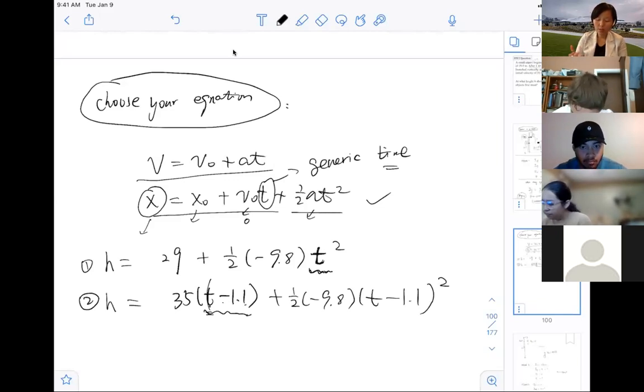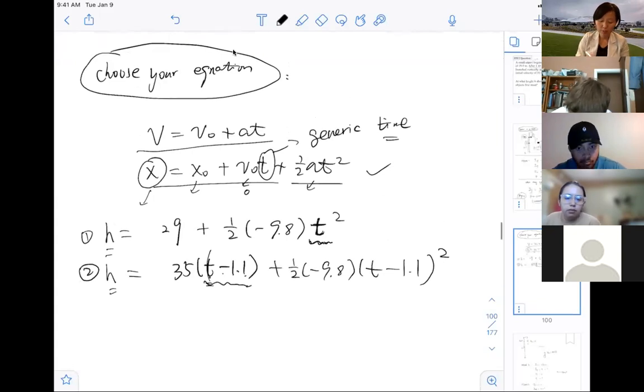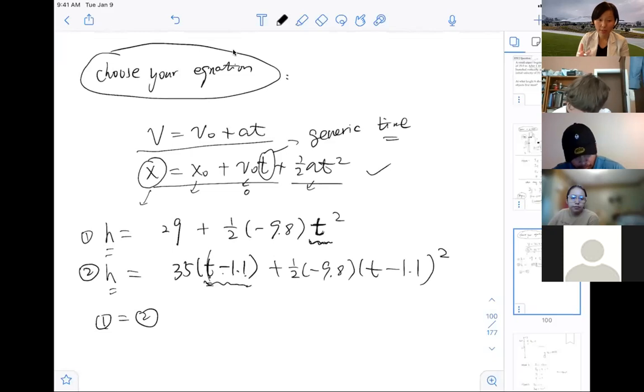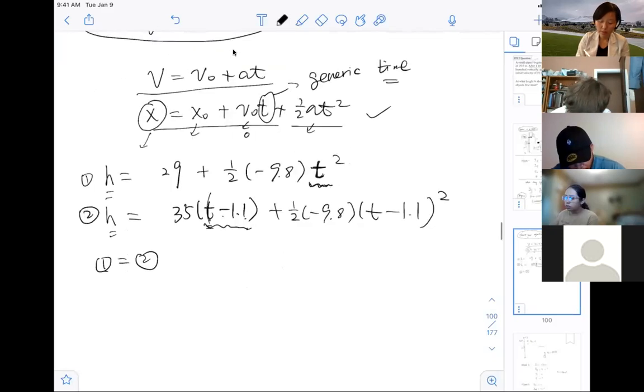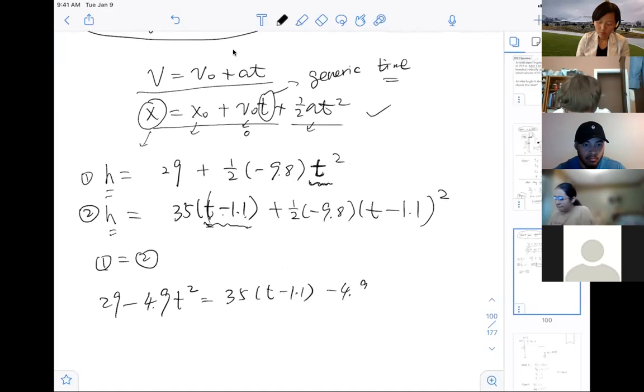Okay, so here we just need to solve for H, right? You can see that I have two equations, two unknowns. I can solve for time, I can solve for H. So make 1 equal to 2, because it's the same height, right? Same H. And you'll end up with some equation that looks like this, and solve for your time.